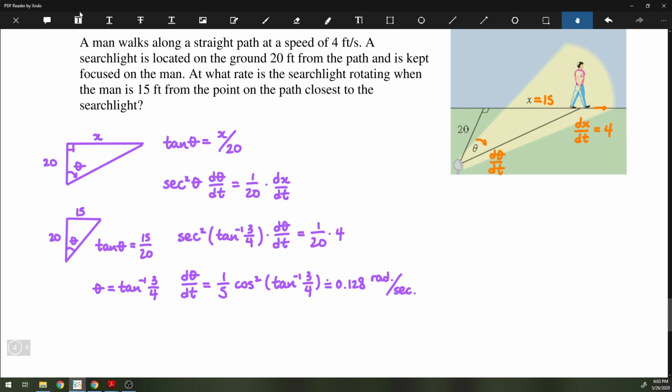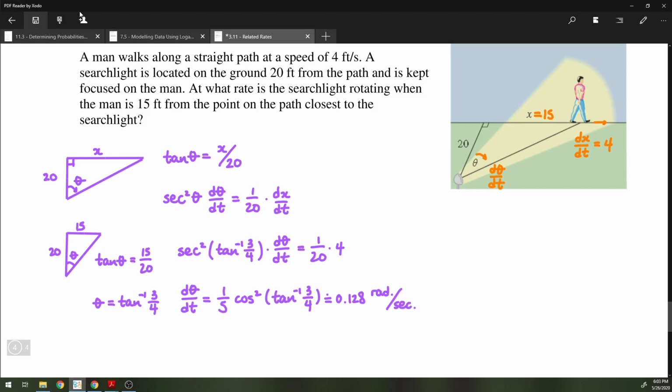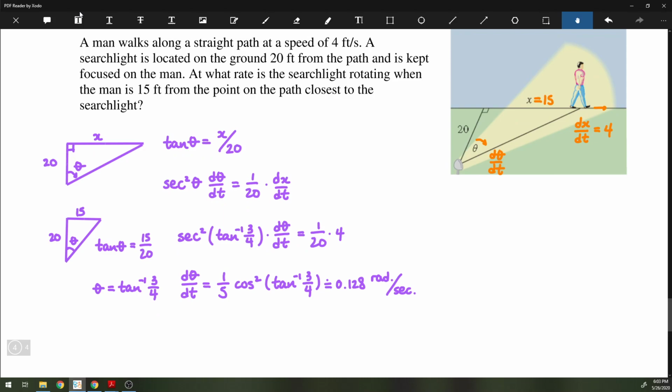All right. So those are the different kinds of related rates questions that you might encounter.